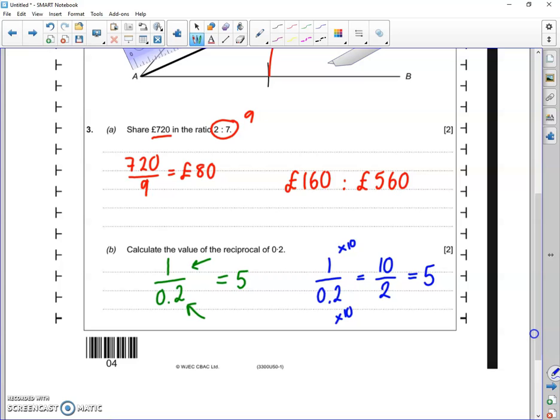And remember, when you change the question to divide by a decimal, the answer stays the same. So I don't need to make that 0.5 now. As long as you do the same to the top and the bottom of your division, the answer is the same. So 5.